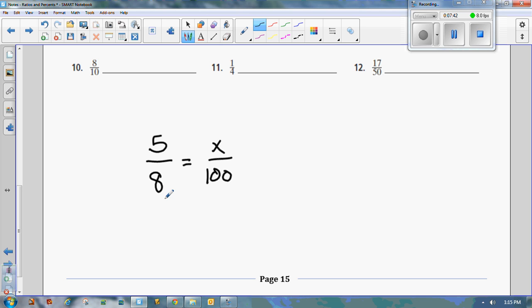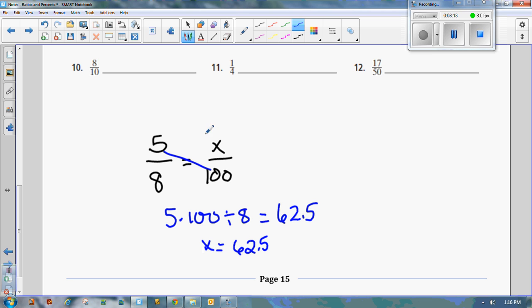So when you have one like this that does not go into 100 evenly, or your bottom portion or your second part of the ratio, then we need to look at that proportionally and cross multiply what we know. So we have 5 times 100, divide by what's opposite the variable, divide by 8, and find that missing value. So 5 times 100 is 500, and divided by 8 gives us 62.5. So x would equal 62.5, and that would be out of 100, which then means this would be 62.5%.